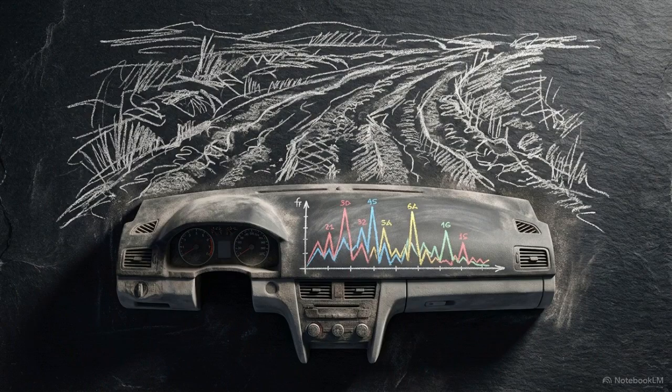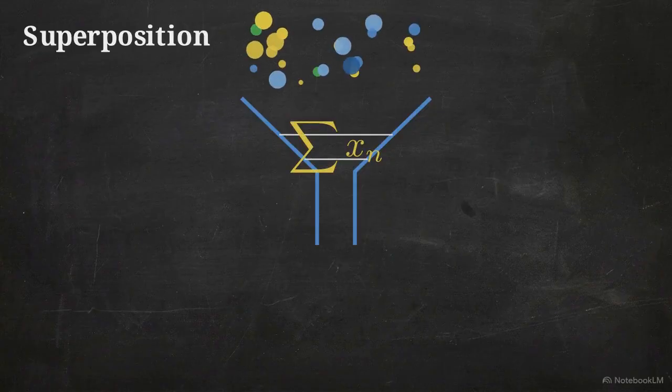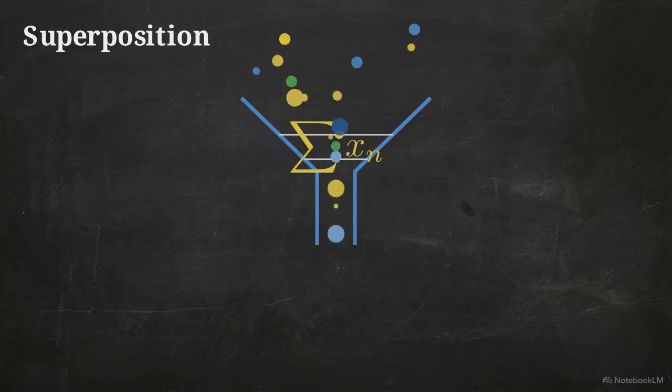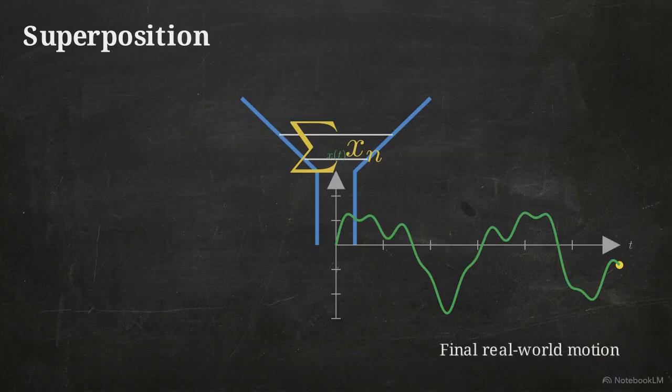How do we take these isolated frequency numbers and reconstruct the actual bumpy ride the driver feels in the real world? We use superposition, like a summation funnel. Each colored dot represents a specific frequency response. We drop these filtered components into the funnel to add them together. Out the bottom comes x of t, a continuous wavy line representing the final real-world motion of the car.